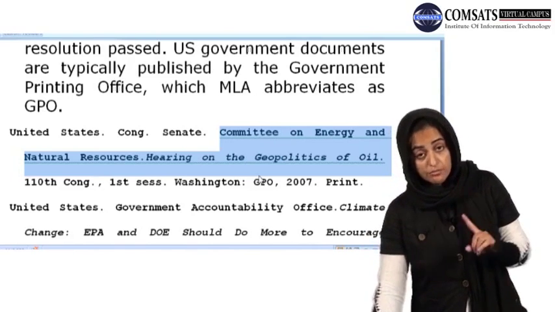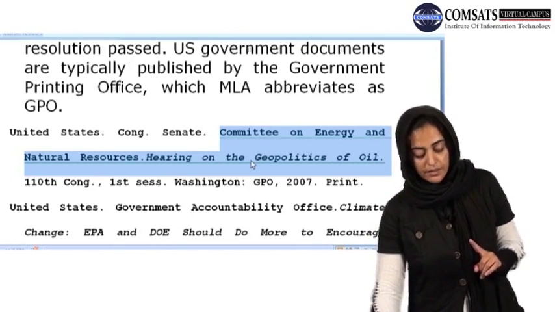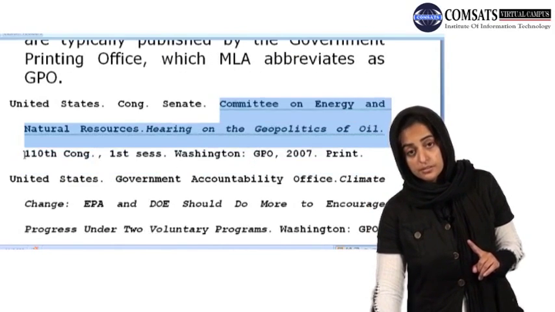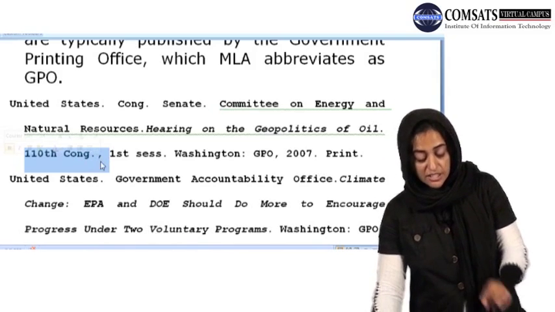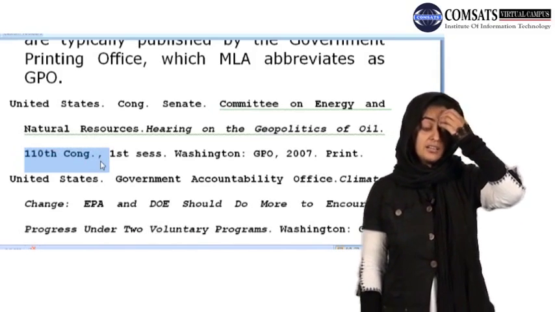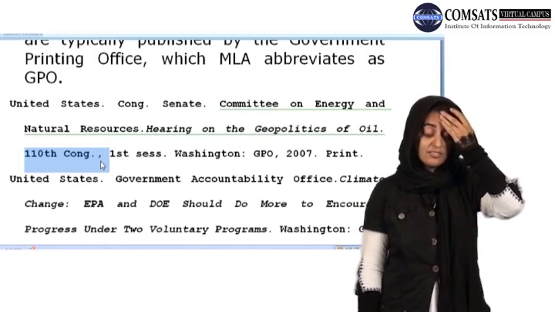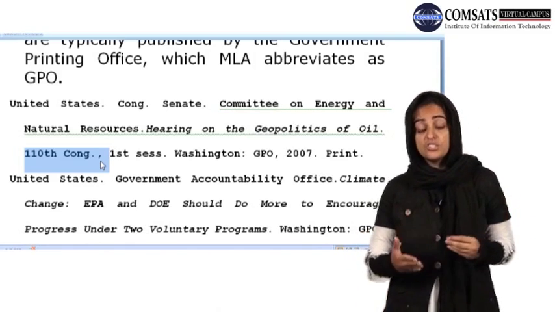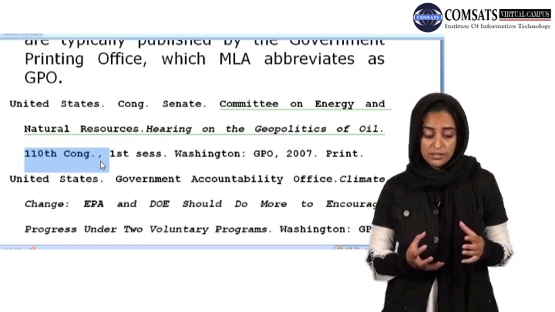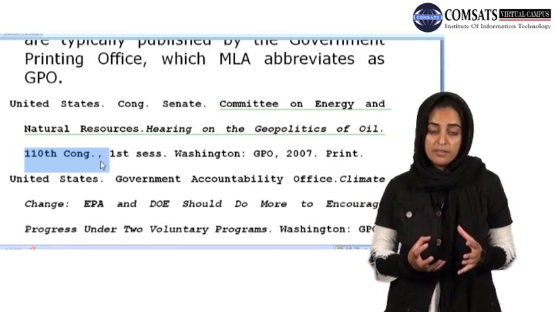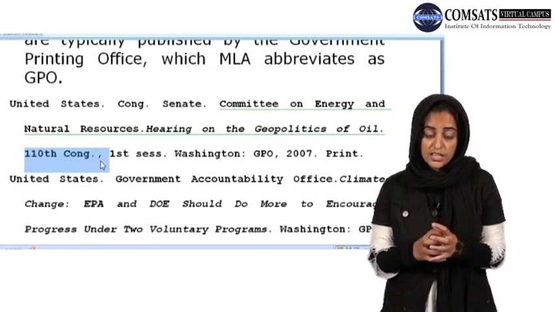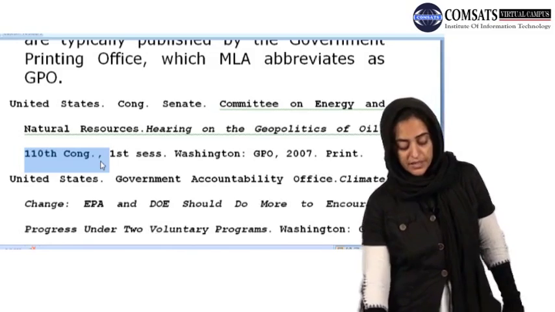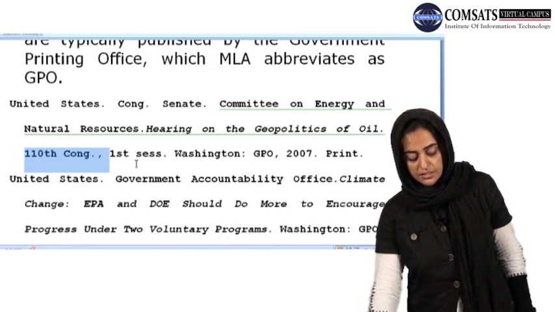After that, do not forget to mention the number of the Congress. 110th Congress, then a period, then a comma, and then the particular session in which that decision was taken. For example, if it was the 110th Congress, then in which session was the resolution passed, from which you have taken a particular piece of information for which you are trying to create the reference? Next you can see the first session.